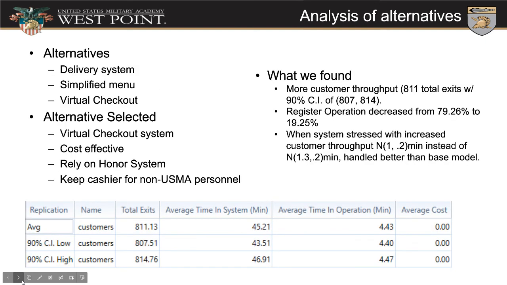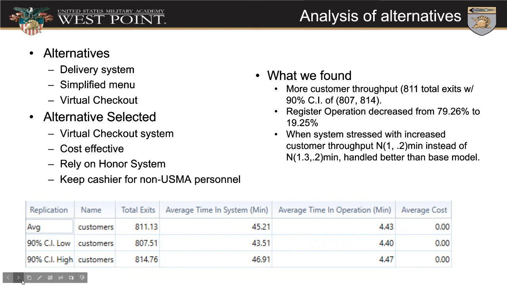So alternatives, right? The 3 alternatives that we had discussed in the previous part of this project were a possible delivery system for Grant, kind of lessening the arrival distribution and outsourcing some of that delivery to an alternate location; a simplified menu, which we thought might cut down on some of the server times at each one of the servers, giving cadets less options to choose from and making it easier for the workers to serve; and a virtual checkout system. What we decided to go with was a virtual checkout system.